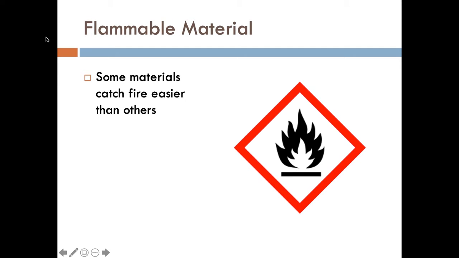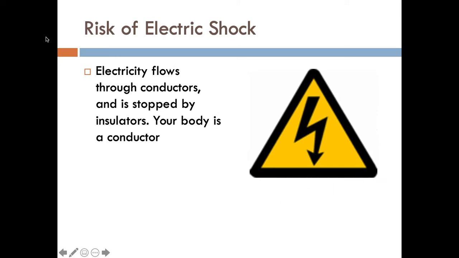Flammable material is this symbol here, with the flame and the red diamond. Some materials catch fire easier than others. Usually, if you see this symbol, it's on something very flammable, like a tank of gasoline or something.